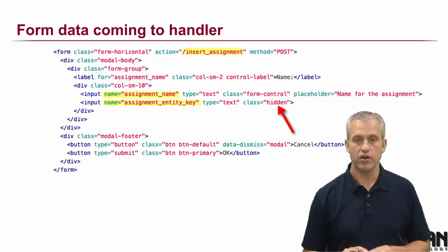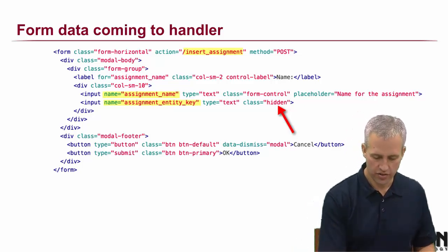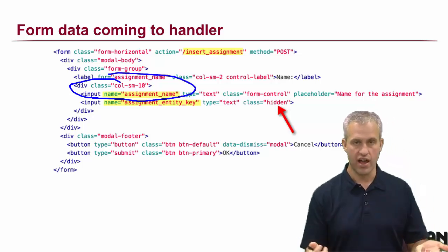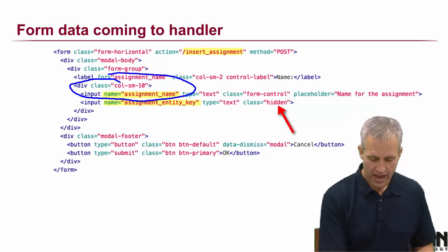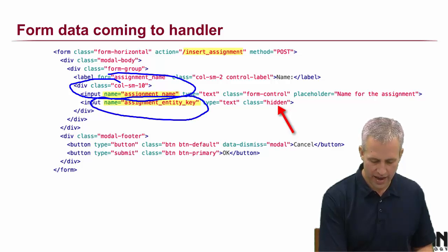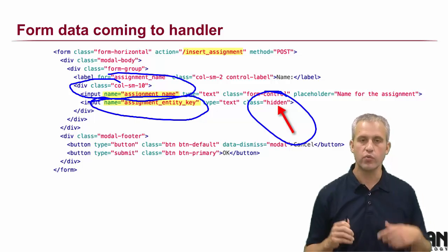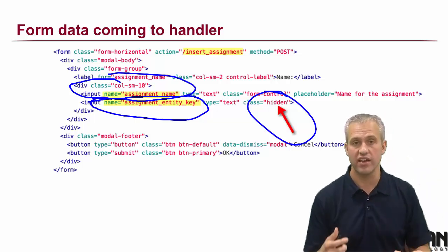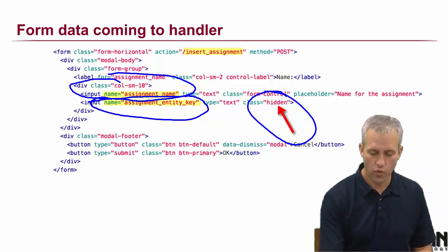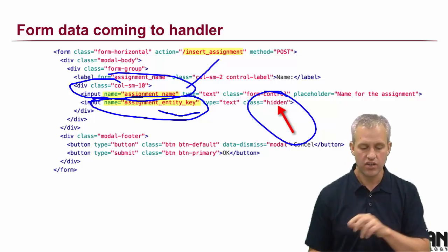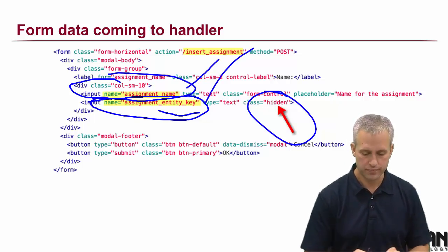There's a couple things that are passed in to this form. There is the assignment name, which is an obvious thing. You need an assignment name. And then it's also passing an assignment key. Now, if you were to go look at the UI, you wouldn't see the assignment key anywhere because that's a hidden input. But there are always these two fields coming in. So there's the name, and then there's the assignment entity key. So these are both coming your way.